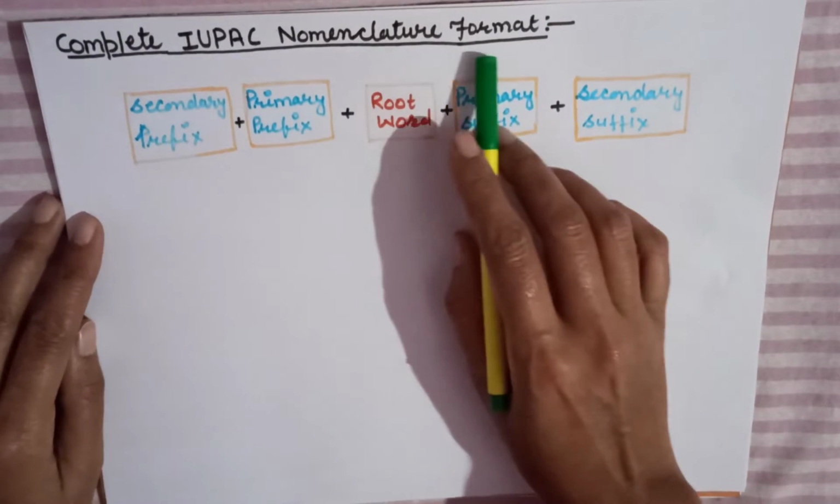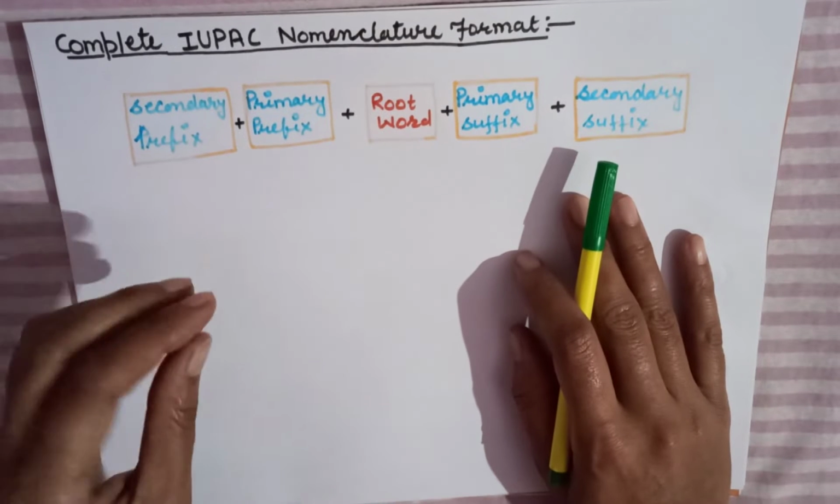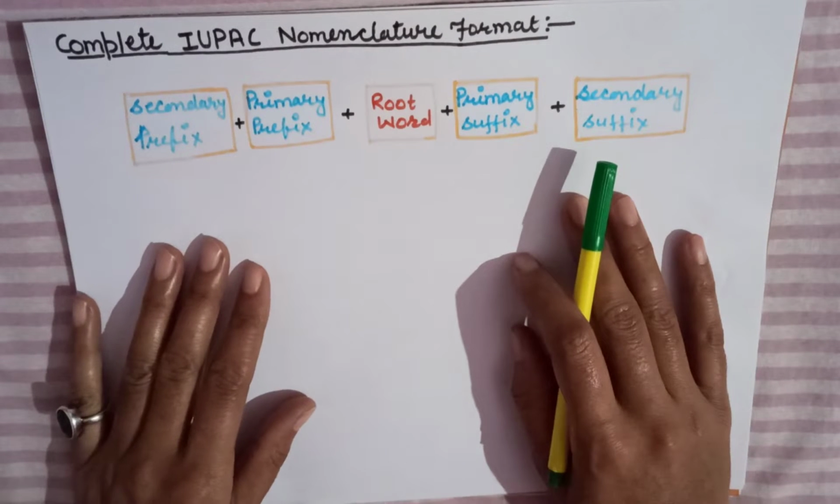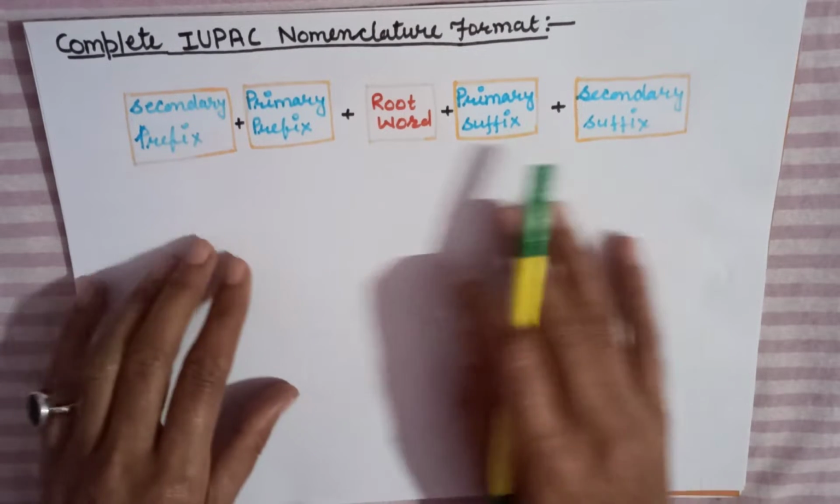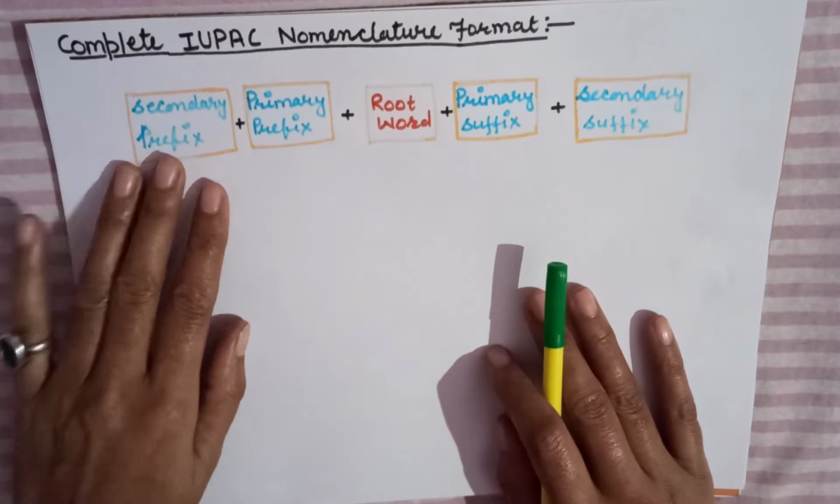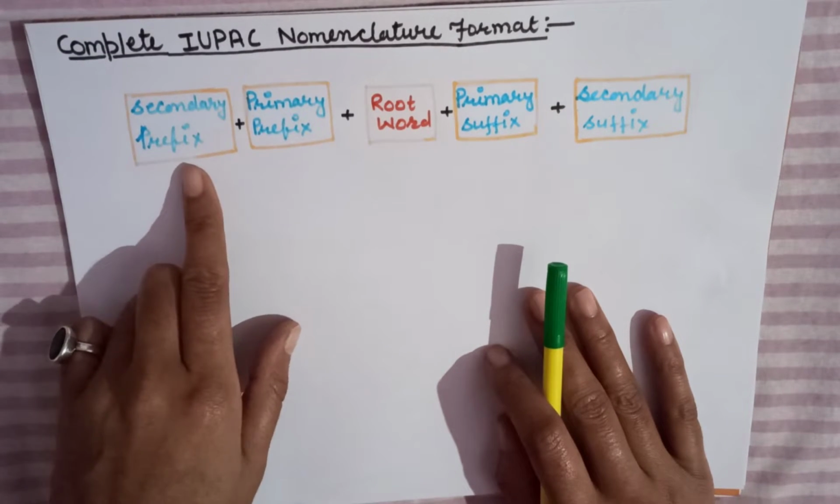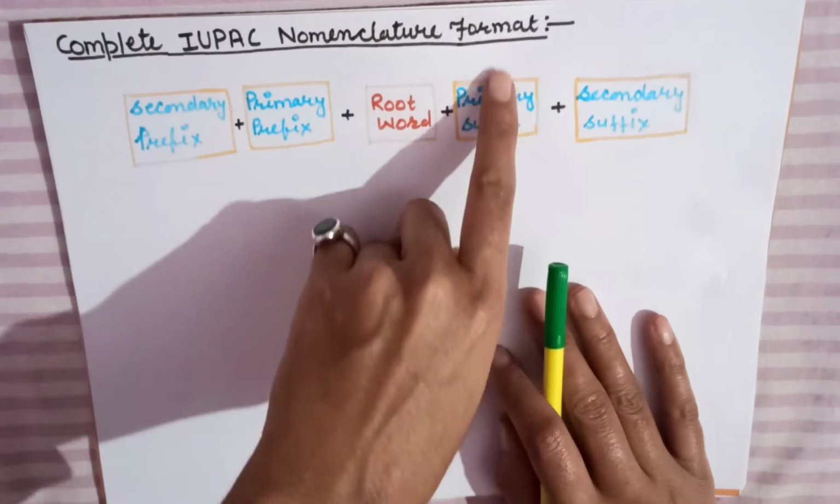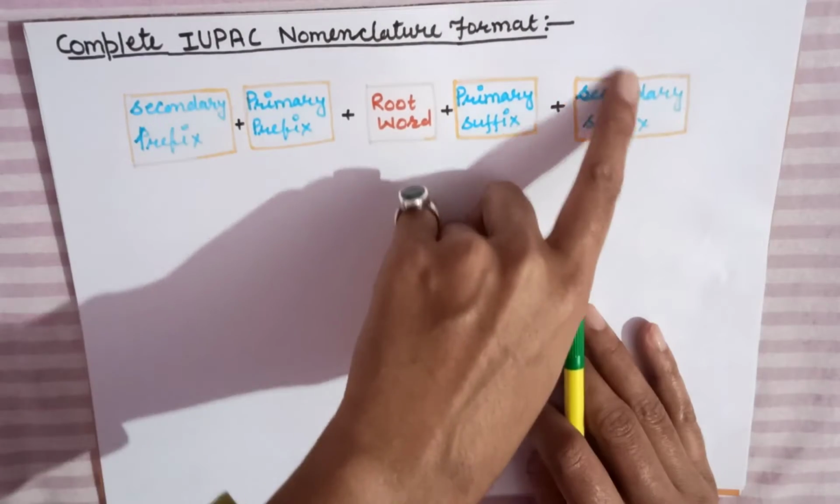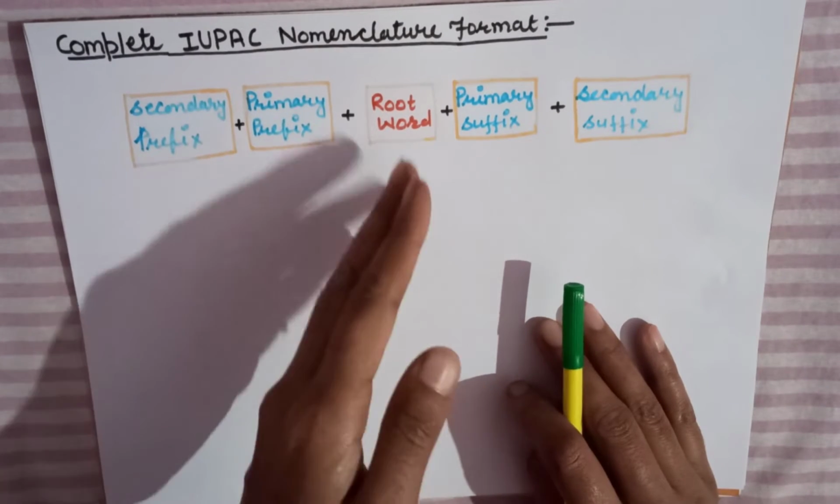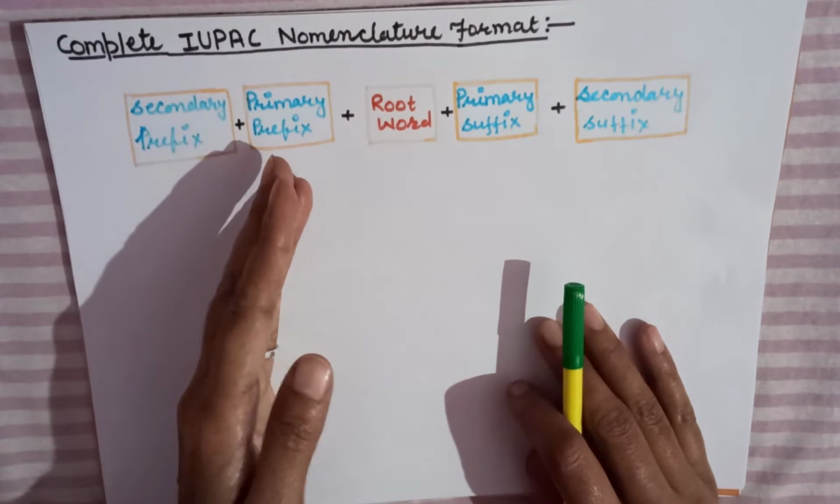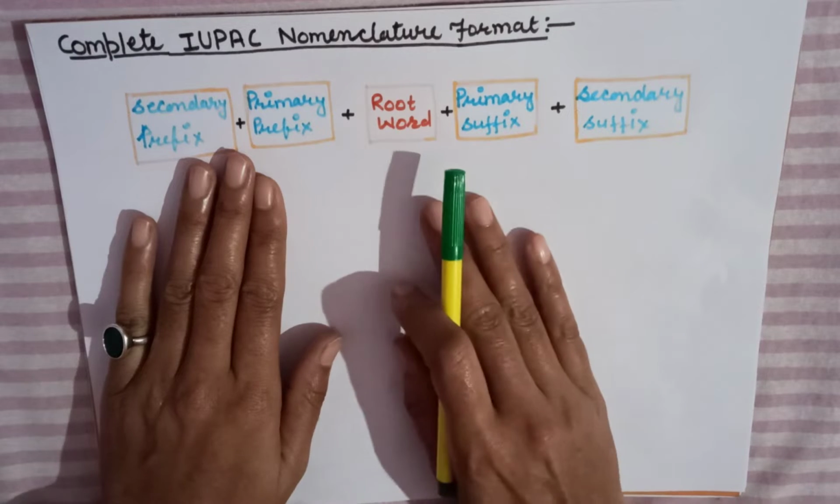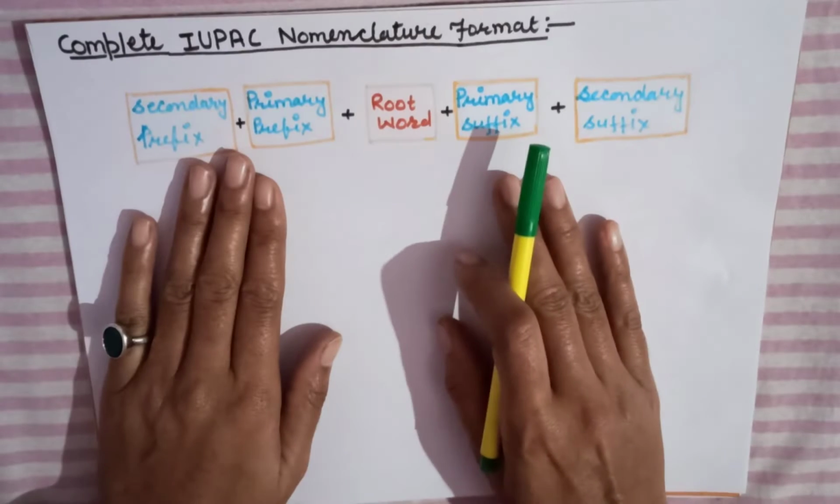Complete IUPAC nomenclature format. Whenever we write the IUPAC name of an organic compound, we use this one format. First of all, we write the secondary prefix, then the primary prefix, then the root word, then the primary suffix, then the secondary suffix. Prefixes are those which are used before the root word, and suffixes are those which are used after the root word.